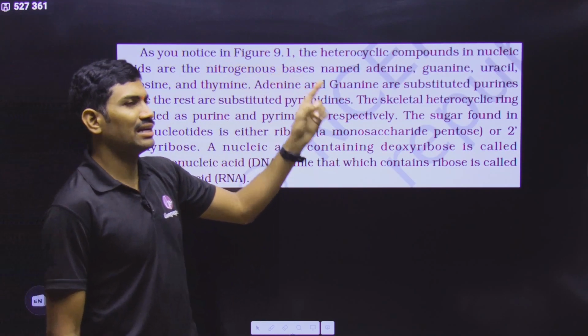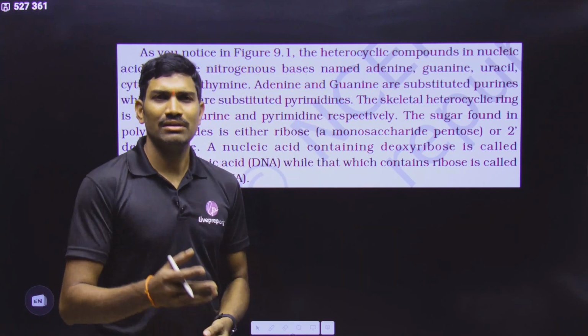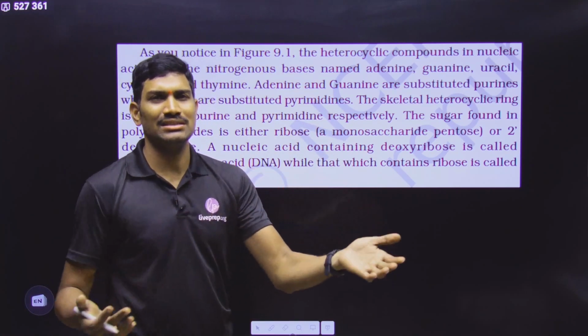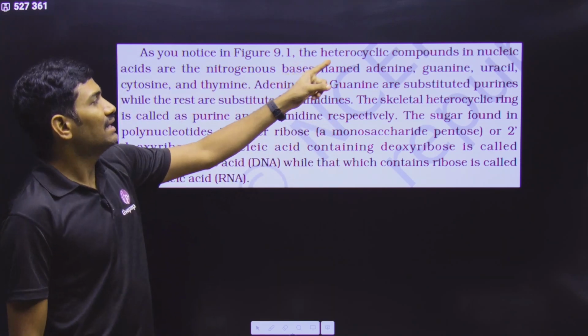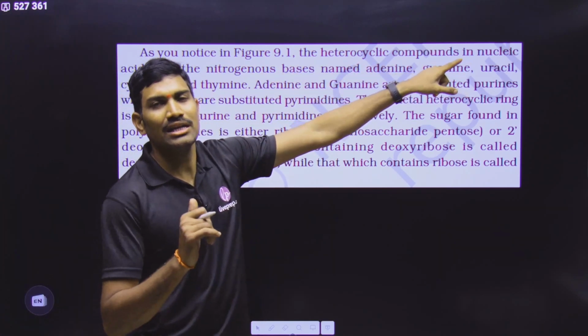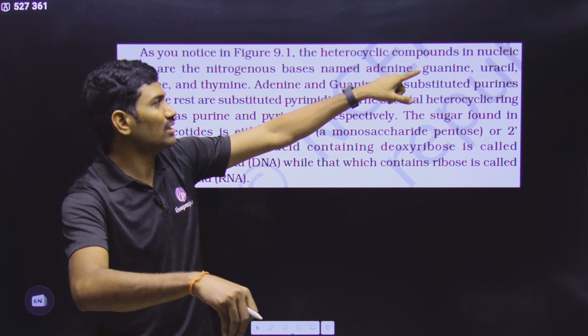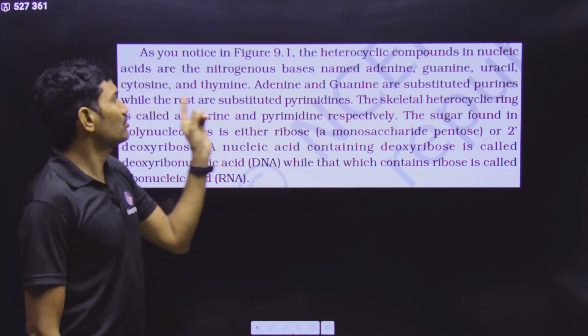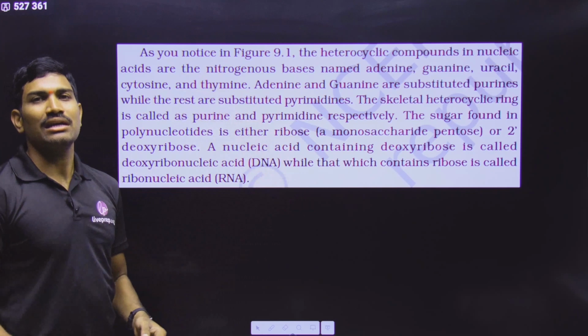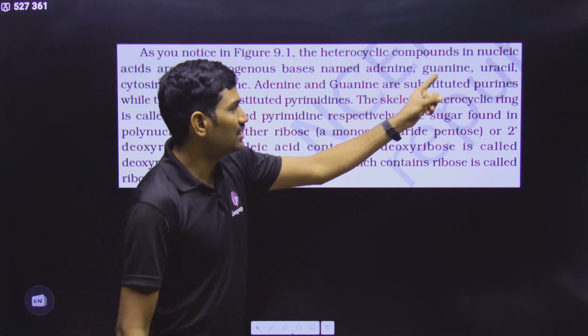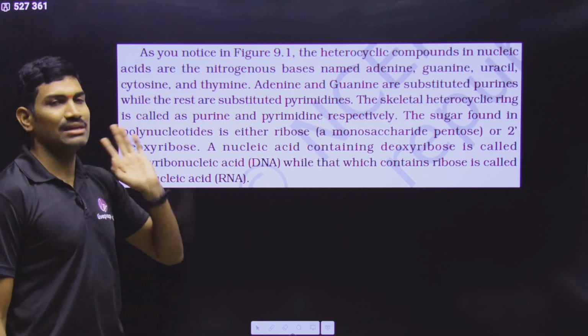As you notice in figure 9.1, in the previous lecture we studied some structures they have given in NCERT, right? Those are the structures. There they are saying what heterocyclic compounds are present in the nucleic acids. Heterocyclic compounds in nucleic acids are nothing but nitrogenous bases. What are the names of these? Adenine, guanine, uracil, cytosine and thymine.